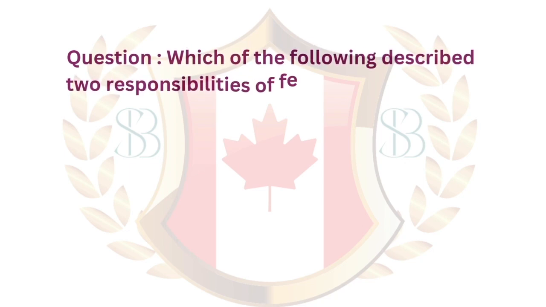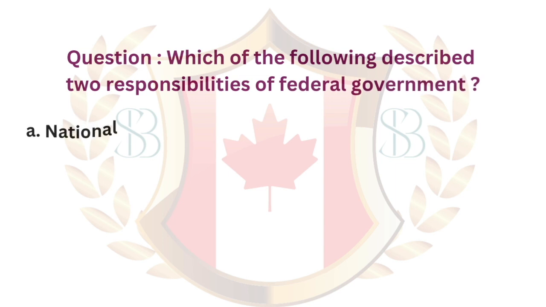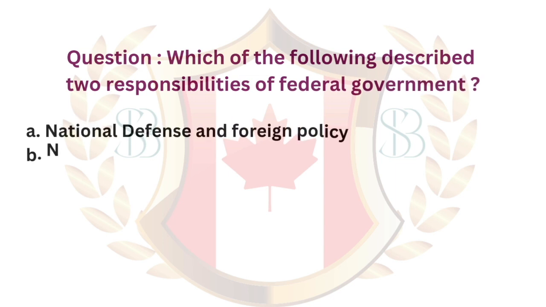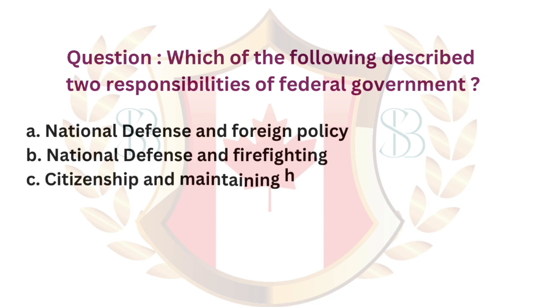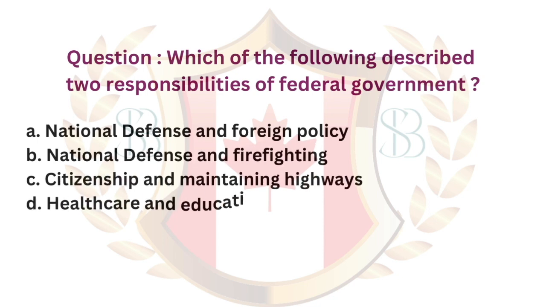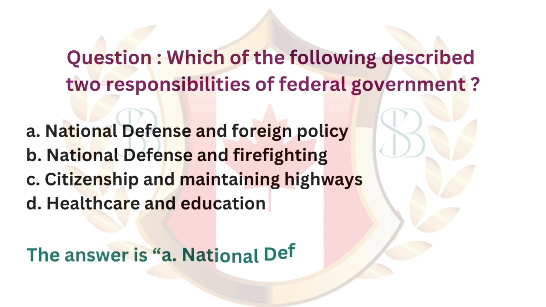Question. Which of the following describes two responsibilities of the federal government? A. National defense and foreign policy. B. National defense and firefighting. C. Citizenship and maintaining highways. D. Healthcare and education. The answer is A. National defense and foreign policy.